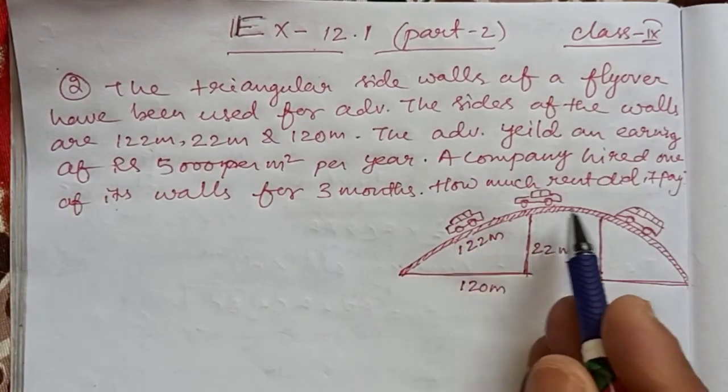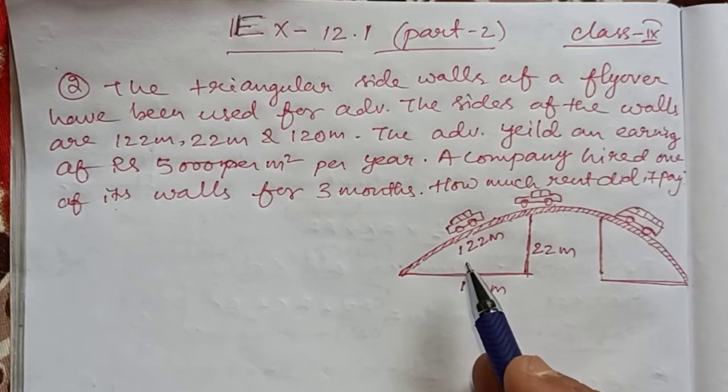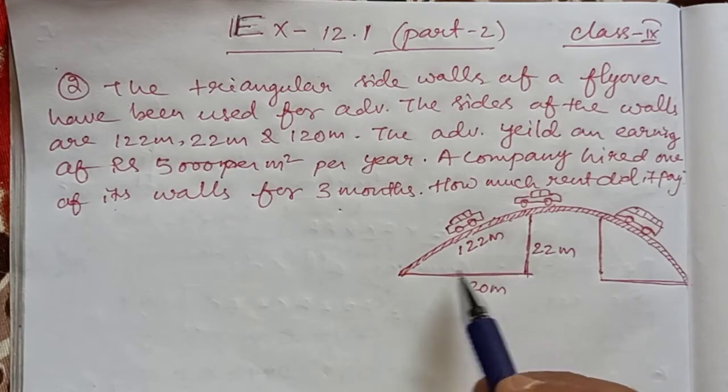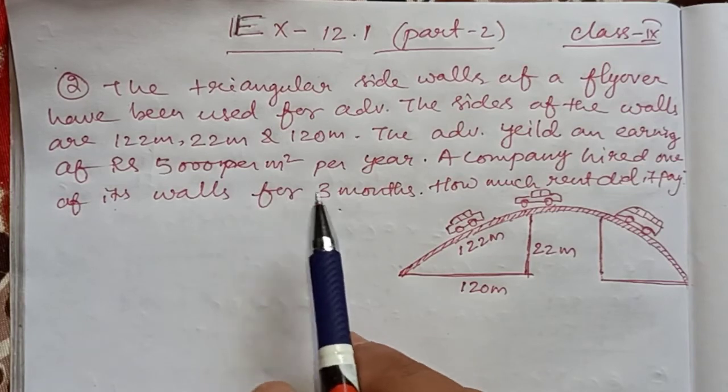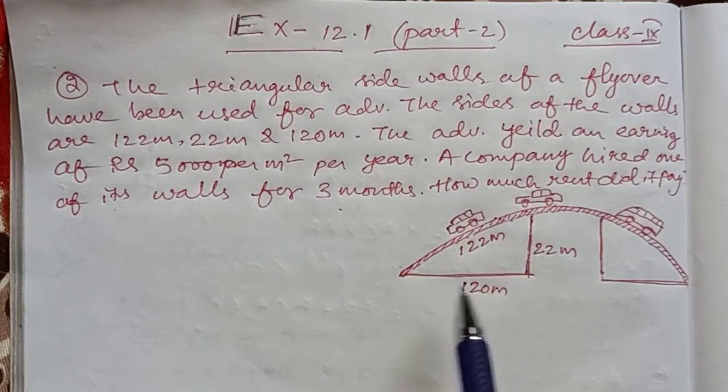Okay, so there is a flyover and one of the triangular side walls has been used for the advertisement. So first of all we have to calculate the area of the side wall and then we have to multiply with the rupees, so that we will calculate how much money the company has to pay for the advertisement.